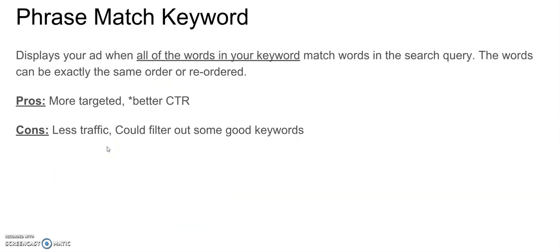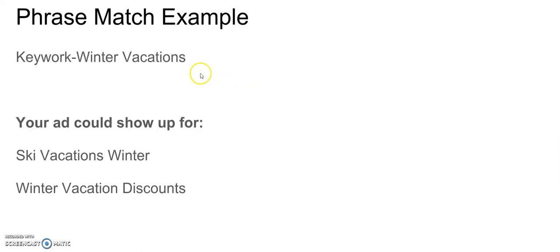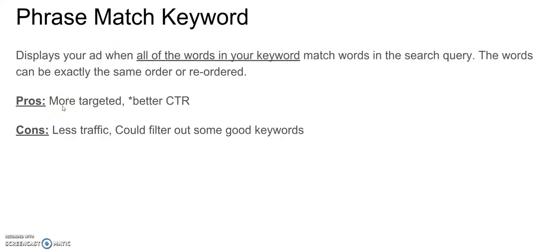The next match type is phrase match. Here you're getting a lot closer and a lot more targeted to what your keyword is. Your ad will be displayed when all the words in your keyword match words in the search query. These words can be in exactly the same order or reordered. Just like the broad match, they can be reordered, but all the words will have to match.